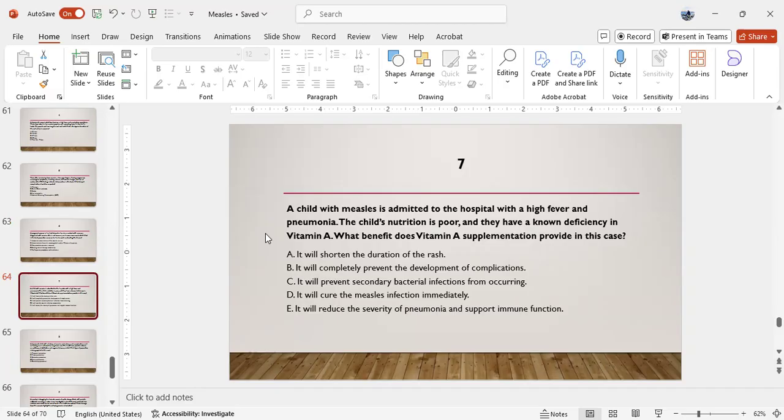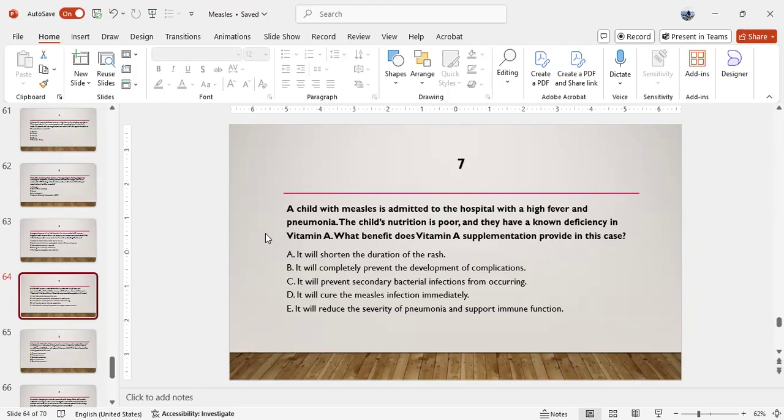A. It will shorten the duration of the rash. B. It will completely prevent the development of complications. C. It will prevent secondary bacterial infection from occurring. D. It will cure the measles infection immediately. E. It will reduce the severity of pneumonia and support immune function.